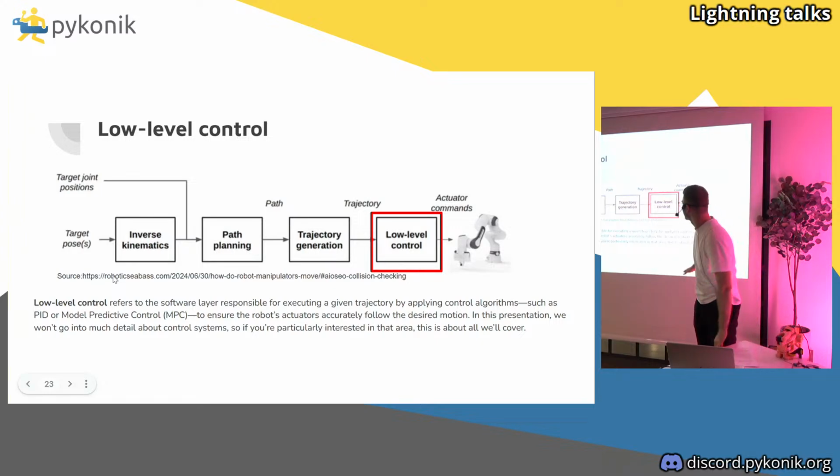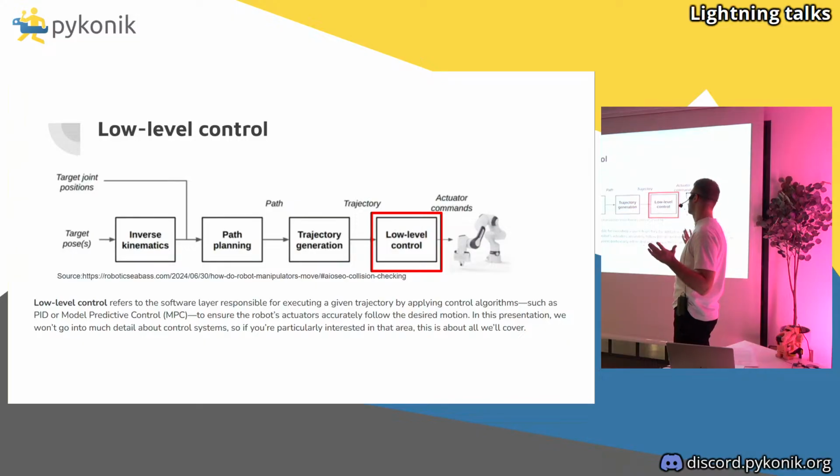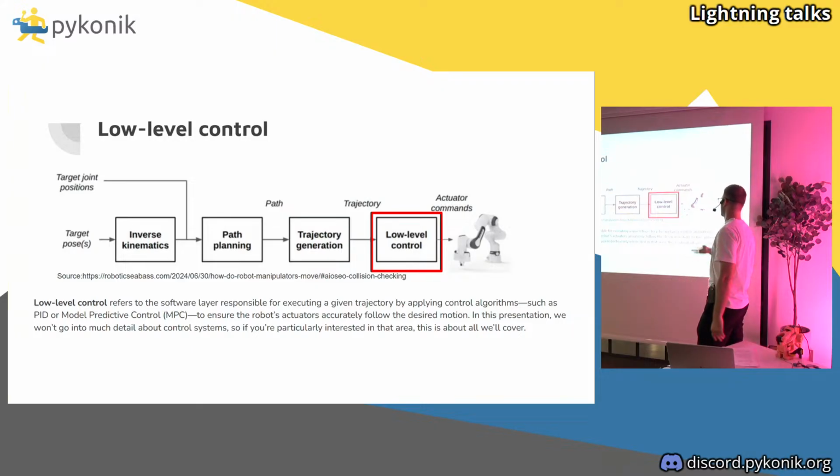Okay, and last part is low-level control. So today for us it is a software which changes trajectory to some electrical impulses for a robot.